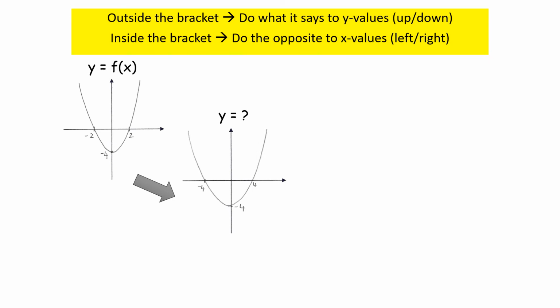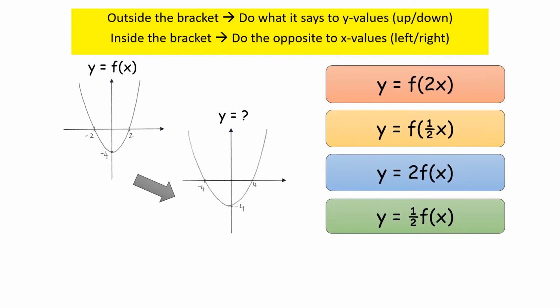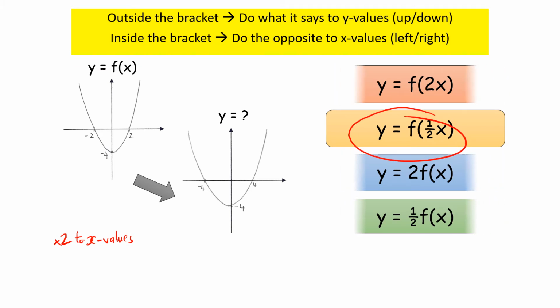What about this one? Again, have a think about it. Here are your options. Now what's happened here is we've taken our -2, it's become -4, our 2 has become 4, all of the x values have been doubled. Now what does that mean? Inside the bracket, do the opposite to x values. So inside of our bracket, we're going to have to do the opposite of times 2, we're going to have to halve. So our answer is going to be half x.